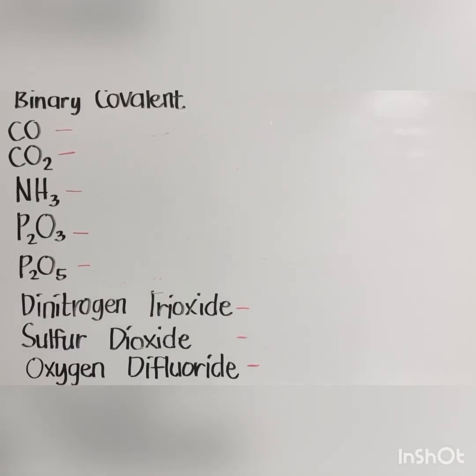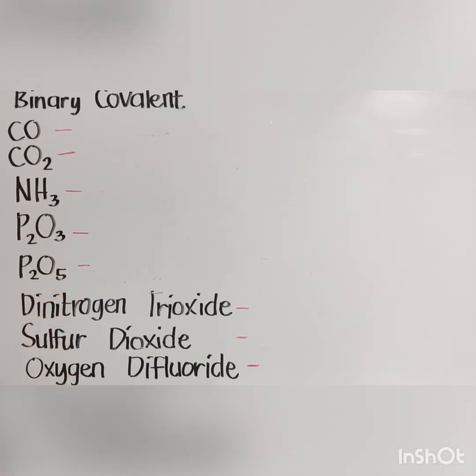Now this time, let's try naming and writing chemical formulas of binary covalent compounds. Now what are these covalent compounds? These are compounds which are also composed of 2 atoms, but this time they are both non-metals, just like carbon and oxygen, nitrogen and hydrogen, and the rest of the examples given. When you name binary covalent compounds, you have to make use of prefixes which represent the number of atoms in a given chemical formula.